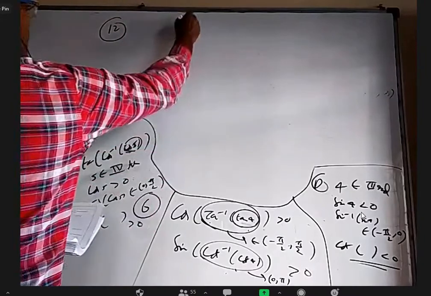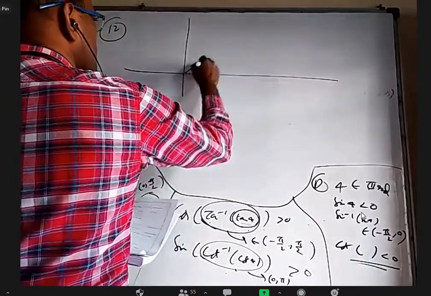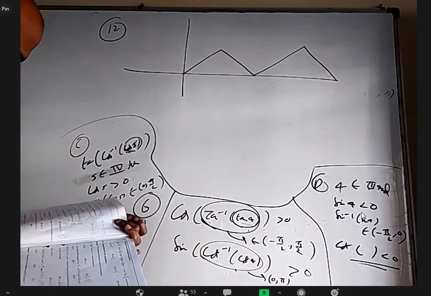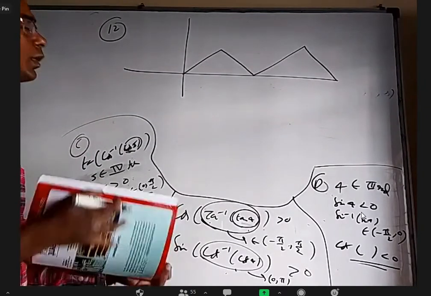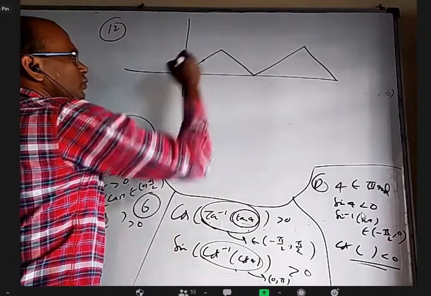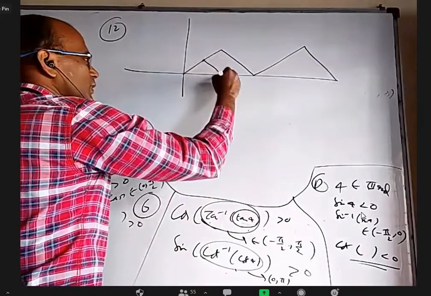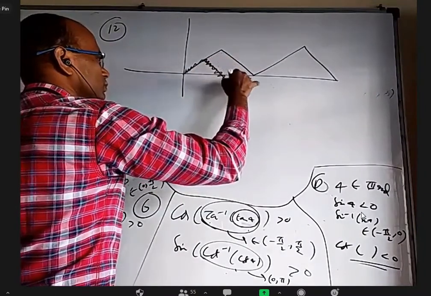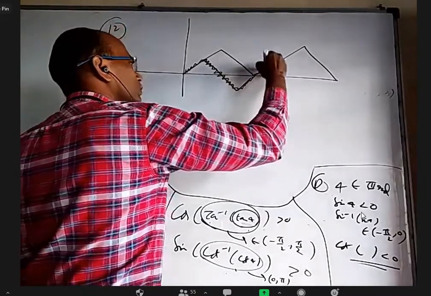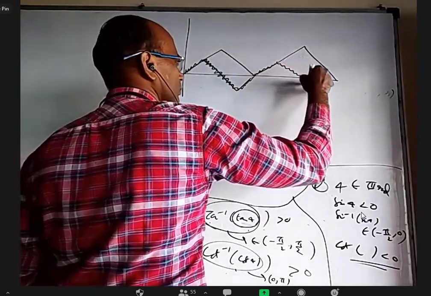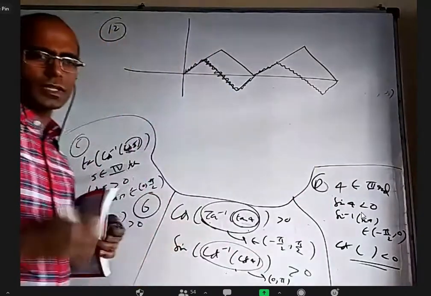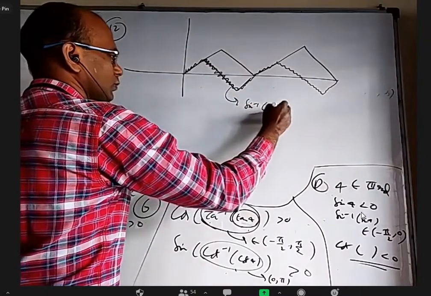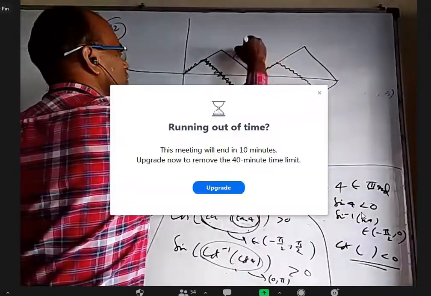Okay, 12th one. The graph of cos inverse cos x is like this. Sin inverse sin x, up to pi by 2 it is the same, but after that it will be like this and then like this. So let me draw it. This curved thing that I have drawn is the sin inverse sin x graph, and this whole thing is cos inverse cos x.